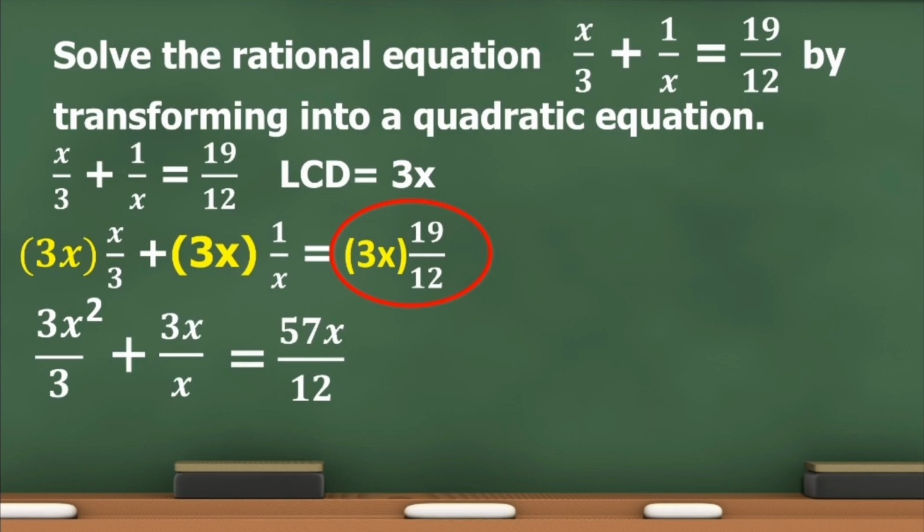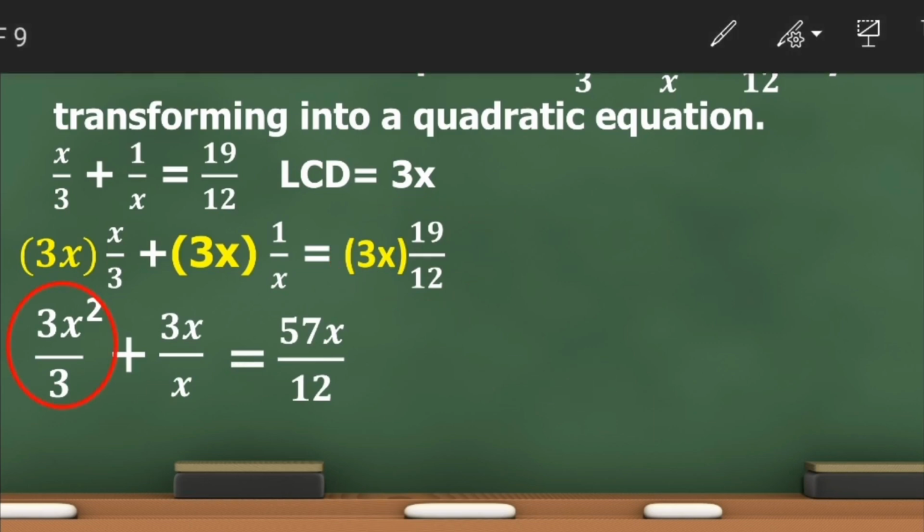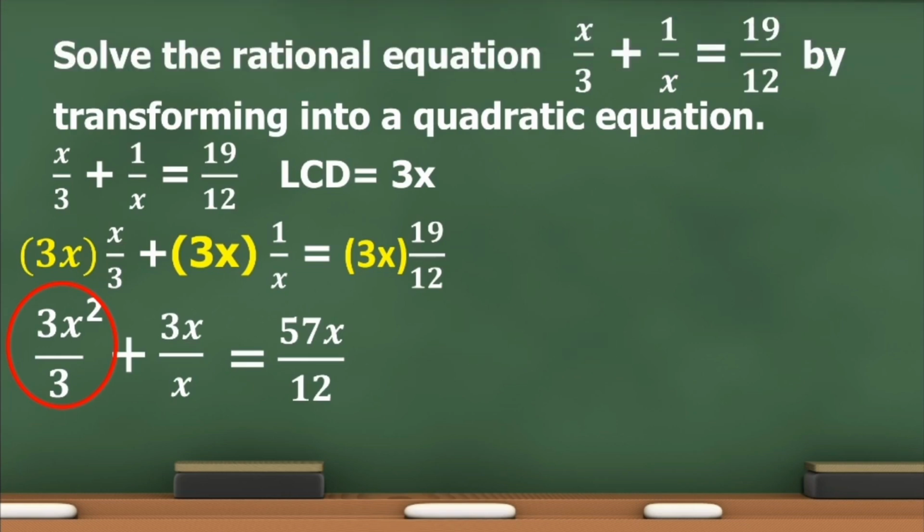Next, reduce natin class yung 3x squared over 3 by 3. So, ika-cancel natin yung 3. So, ang matitira dito is x squared. Okay, next, 3x over x. So, ika-cancel naman natin dito yung x. So, x divided by x is 1 times 3 is 3.